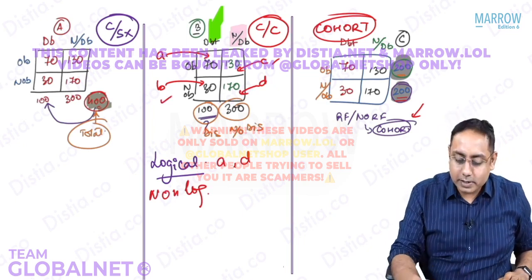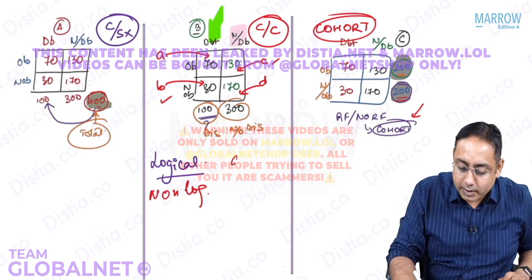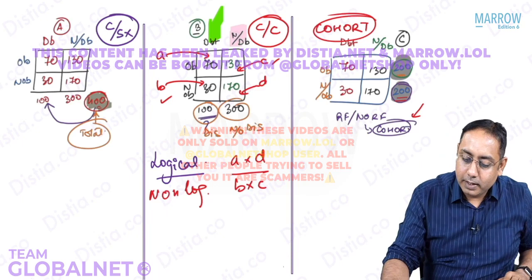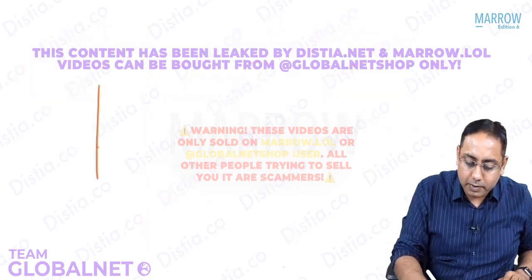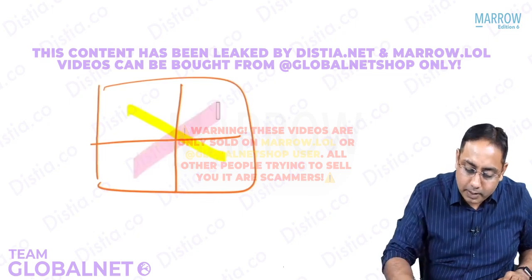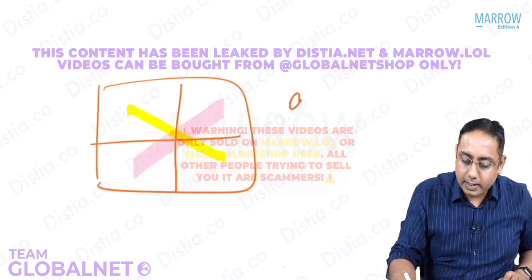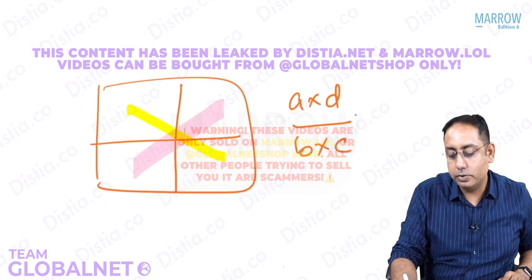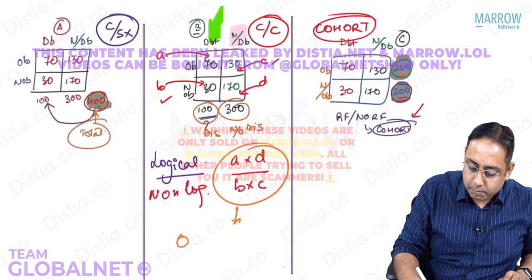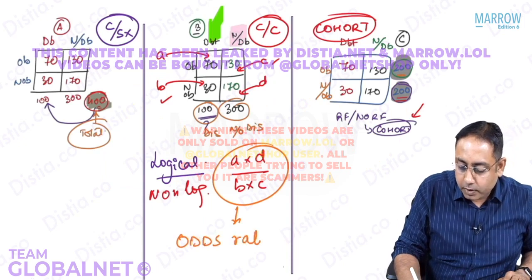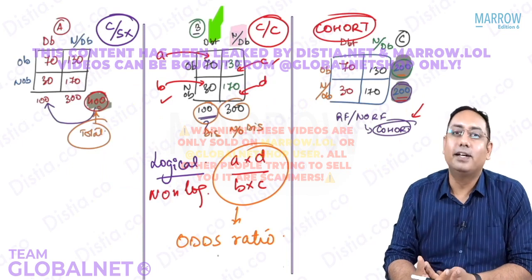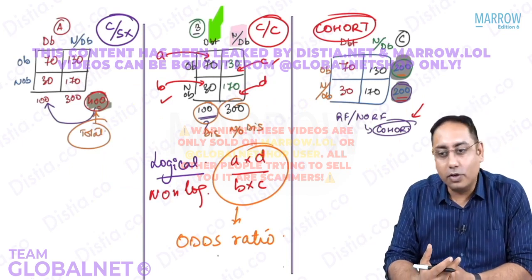So now if I just take the ratio of these, that is A into D over B into C. What does it mean? This is the box that we were dealing with. I do A into D divided by B into C. That is A into D over B into C. What is this called? This is called the odds ratio. Please note, this is called the odds ratio. It is the ratio of the odds that is called the odds ratio.